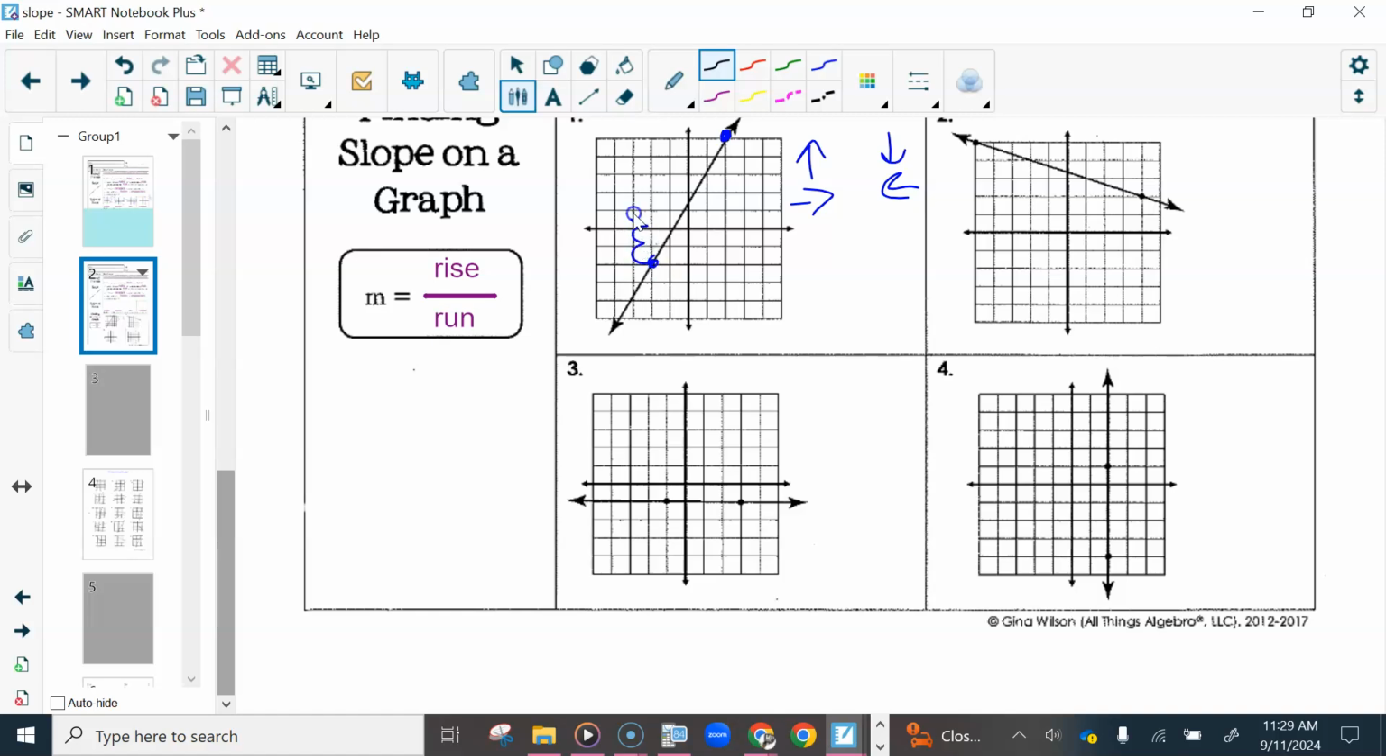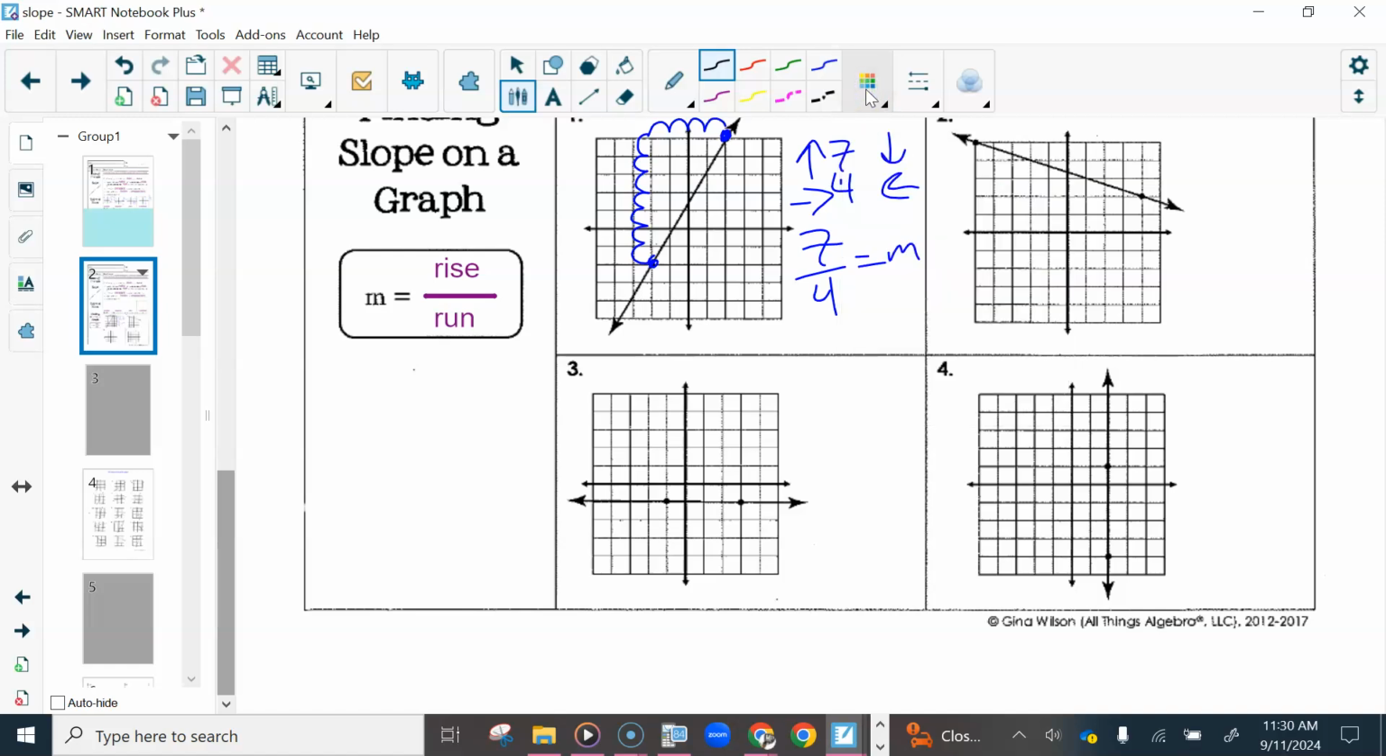So I'm going up 1, 2, 3, 4, 5, 6, 7. And then I'm going to the right: 1, 2, 3, 4. So that would be some fraction, 7 over 4. That would be my slope. I'm going to show you how you could see it the other way, but do we have questions about how we found that first? No. If that were something we could simplify, we would do that. But can I simplify 7 over 4? No.